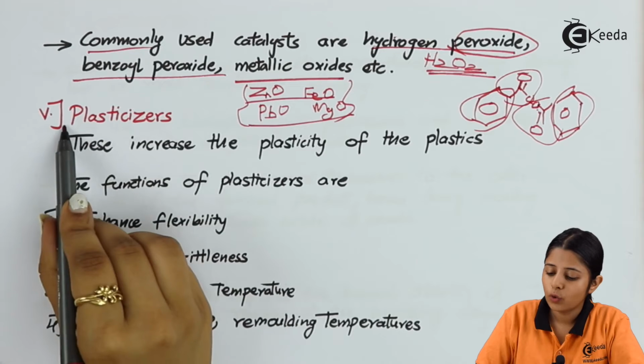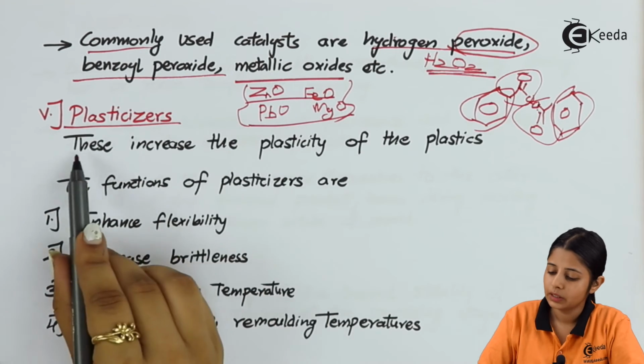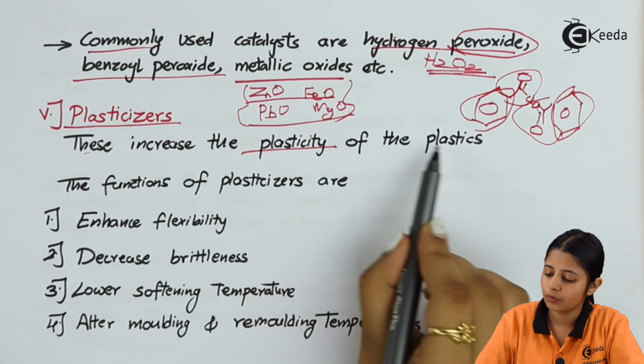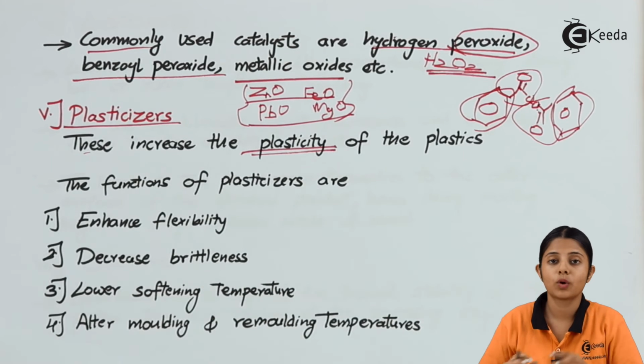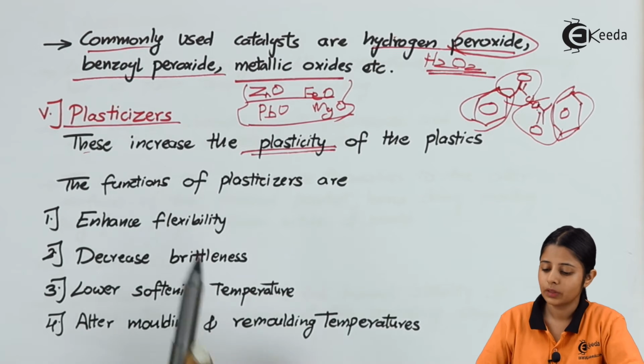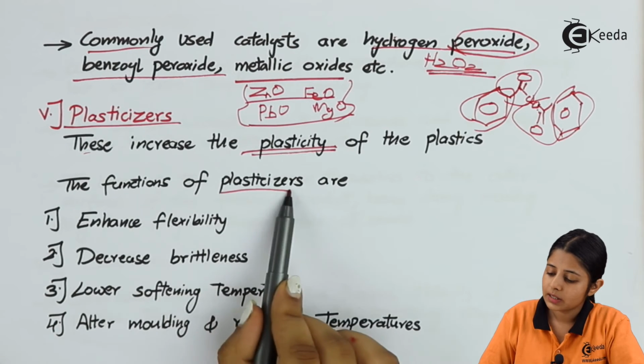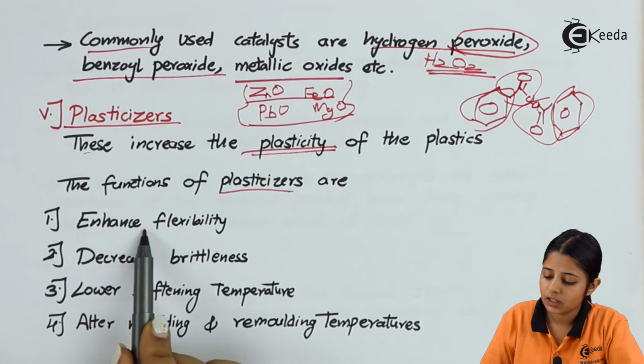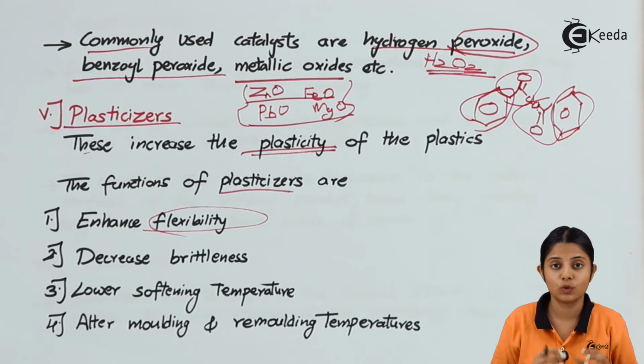The next thing we have over here are plasticizers. These increase the plasticity of the plastic. Now, plasticity is an important property the plastics should possess, and this property is increased with the help of plasticizers. The functions of the plasticizers are, the first one is to enhance flexibility. My plastic has to be flexible in nature, and this flexibility is enhanced with the help of plasticizers.